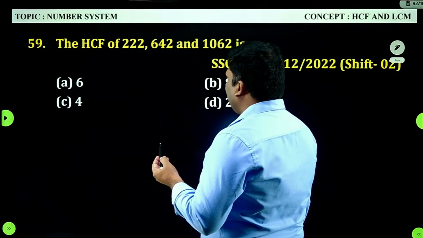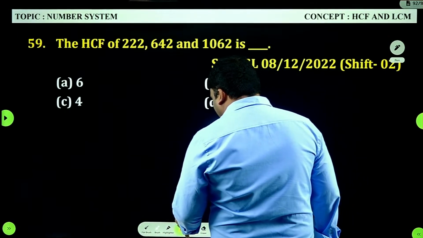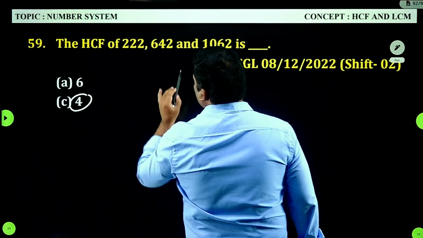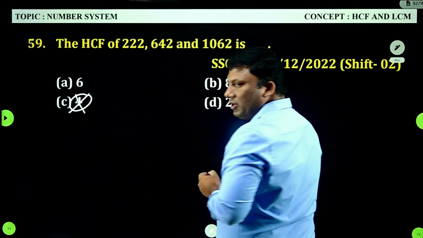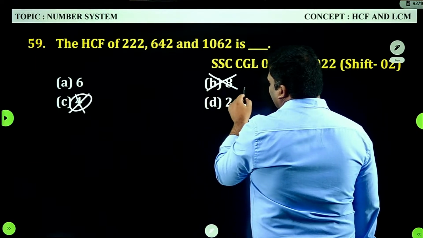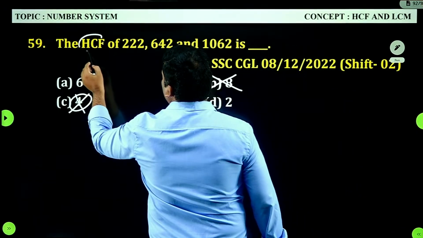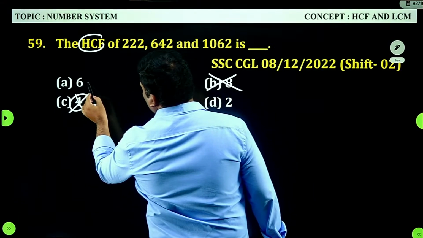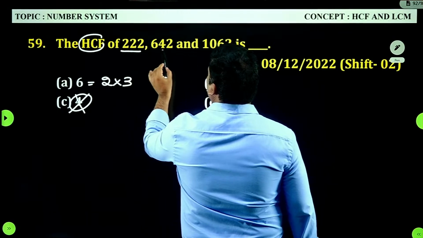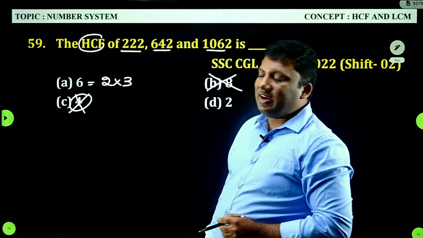HCF of 6, 8, 24. If the answer is divisible by 4, the input numbers should be divisible by 4. Not possible. If a number is not divisible by 4, how can it be divisible by 8? 8 is also out. The question is HCF, highest. Highest among 2 and 6 is 6. 6 is 2 into 3. Even number, even number, even number. HCF of even numbers is always an even number.